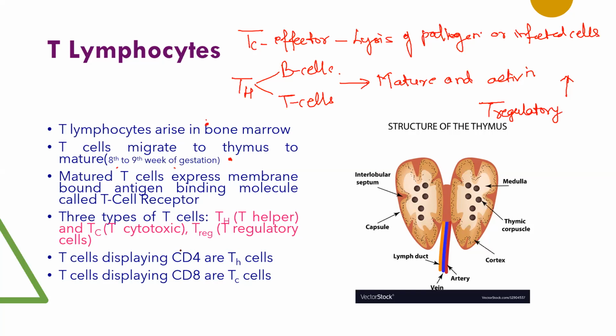For now, we should know that CDs are clusters of differentiation, that is, the cell surface proteins, cell surface markers present, and based on these markers, the different cell populations have been differentiated. So they are called cluster of differentiation. CD4 is present in T helper cells, CD8 is present in T cytotoxic cells.